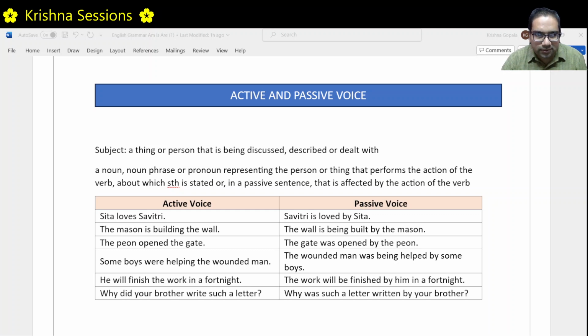In the earlier classes, we have learnt about subject, object, and transitive and intransitive verbs. How to identify subjects, objects, and verbs, and what are direct objects and indirect objects. All these things we have learnt. In this class, we will learn another important concept, which is called active voice and passive voice.